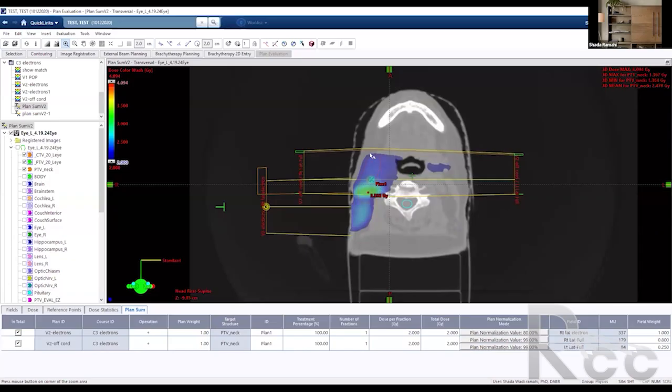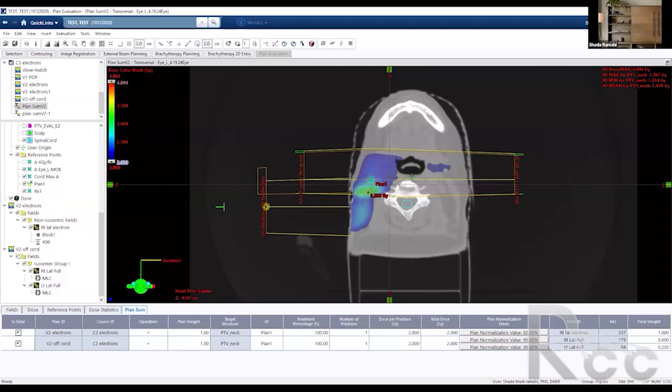So remember, our prescription is 2 gray, but now there is this tear-shaped hot area. And look where it's appearing. It's appearing under the photon beam. And this is what we talked about: because electrons bulge, the isodose from the electrons will go inside the photon beam and they create a hotspot. Let me remove the electrons, and then you see the hotspot now is inside the photon beam.